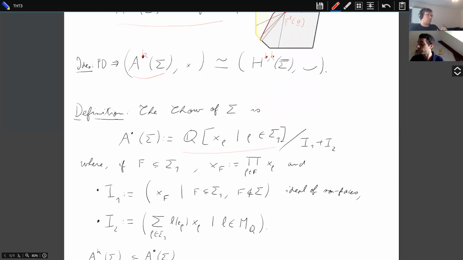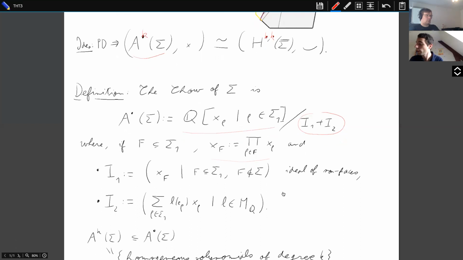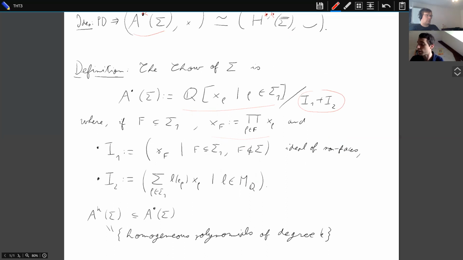It's an algebra of polynomials over Q with the variables given by the rays of the fan, quotiented by two ideals. First I use this notation: if F is a subset of rays, then X_F is the product of the X_rho for rho an element of F. The first ideal is the ideal of non-faces of sigma, generated by the X_F for F a subset of sigma one, where F is not a face of sigma.